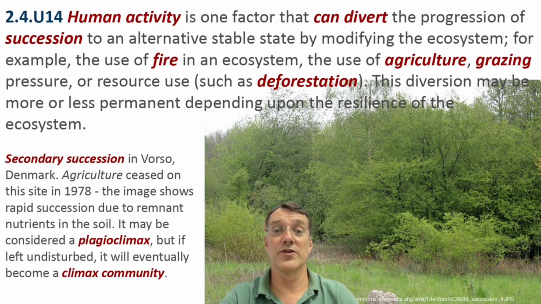Human activity can divert succession to alternative stable states by modifying ecosystems. Activities like agriculture, grazing, fire management, or deforestation can create what ecologists call a plagioclimax community. A plagioclimax is a stable state that's maintained by continued human intervention. If human activity stops, as in this field in Denmark, secondary succession will begin.